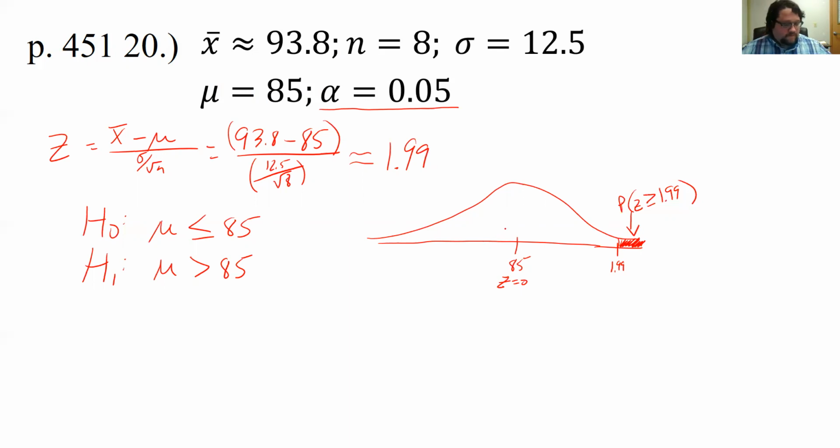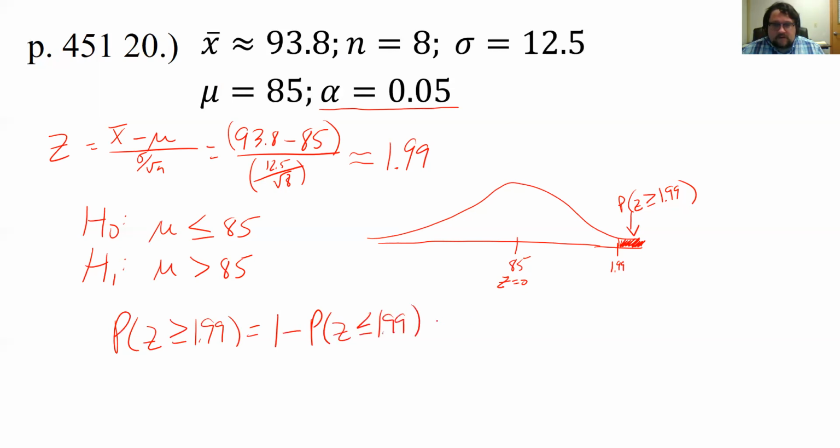All right, so let's go to our Z tables. We're using our Z tables, and we're going to figure this out. So remember, the probability that Z is greater than or equal to 1.99. That's not how the table is set up. We're going to have to do 1 minus the probability that Z is less than or equal to 1.99. So 1 minus, go to my Z table, 1.99.